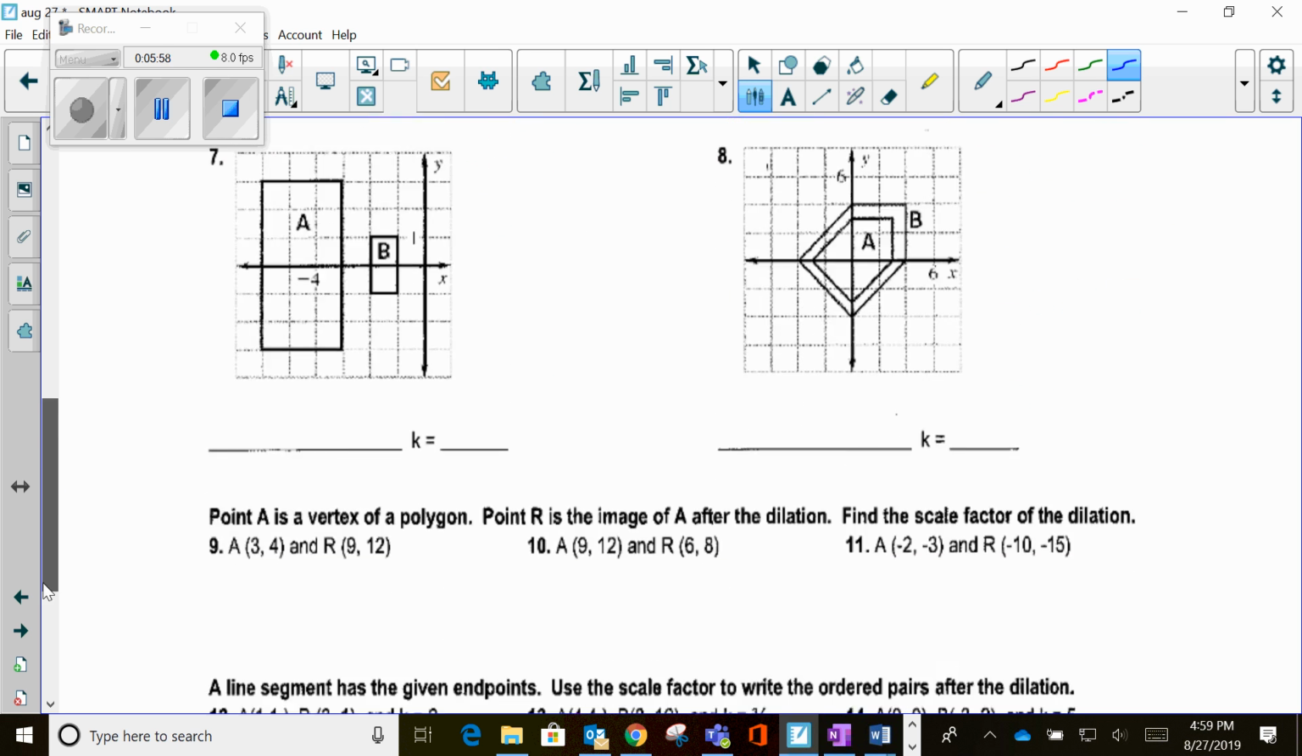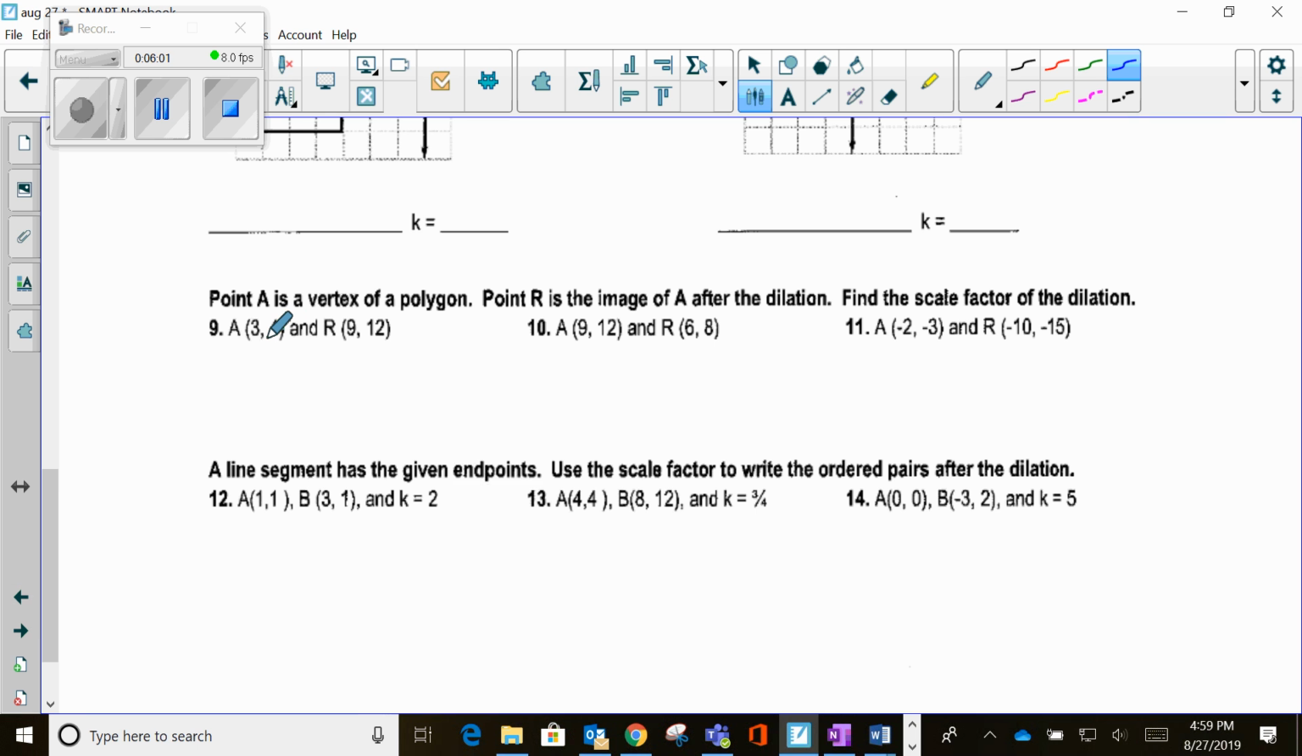Now we're going to go down to another example. What if they give us just the 2 points and you have to find the scale factor? So in this case, it tells you that R is the image. I'm going to put an I over the R point, and I'm going to put an O over the A. So that tells me my image and my object. We write the ratio image over object. So I have 9, 12 is my image, and 3, 4 is my object.